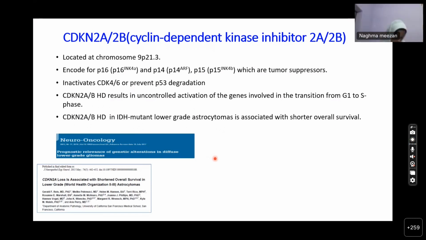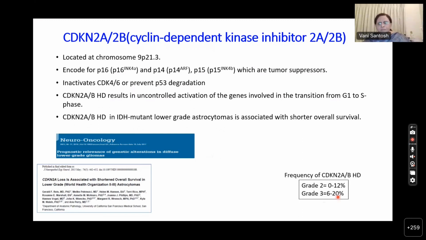But let me tell you that the frequency of the CDKN2A/B homozygous deletion is very low in grade 2 and grade 3. Studies have shown that it ranges between 0 to 12% in grade 2. In our own study from my colleague Dr. Vaishali from AIIMS, we found not a single case coming positive in grade 2. It ranges between 6 to 20% in grade 3. We have seen it to be lower than 5%. But identifying even that small group of patients who have CDKN2A/B deletion is important, because they will behave very aggressively like a grade 4 tumor. So that is why the importance of CDKN2A/B is given to these IDH mutant astrocytomas.